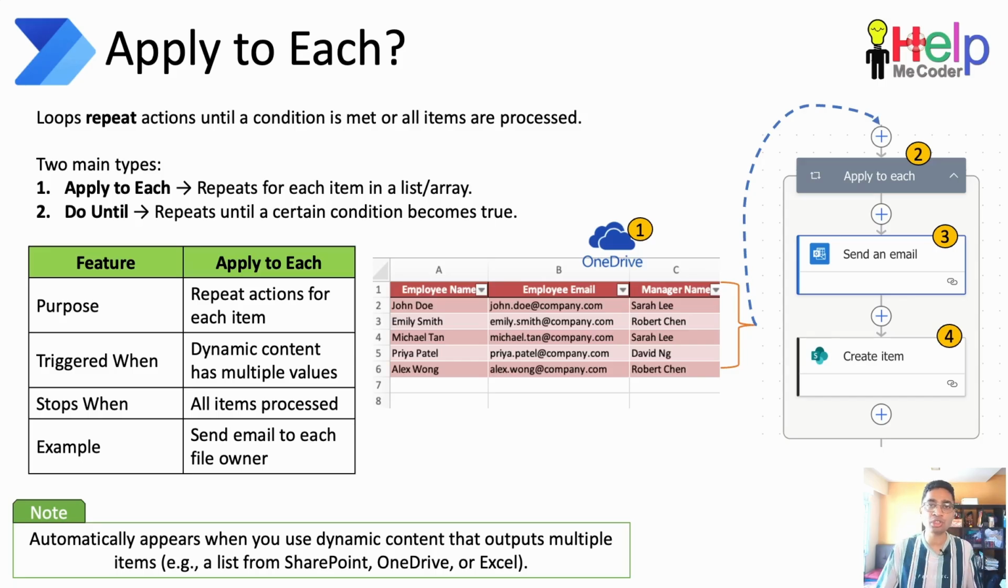You want to go one item at a time, so it will pick one item, do its work, and then go to the next item. So that is triggered when. It stops when all the items are processed. Examples we have already talked about.